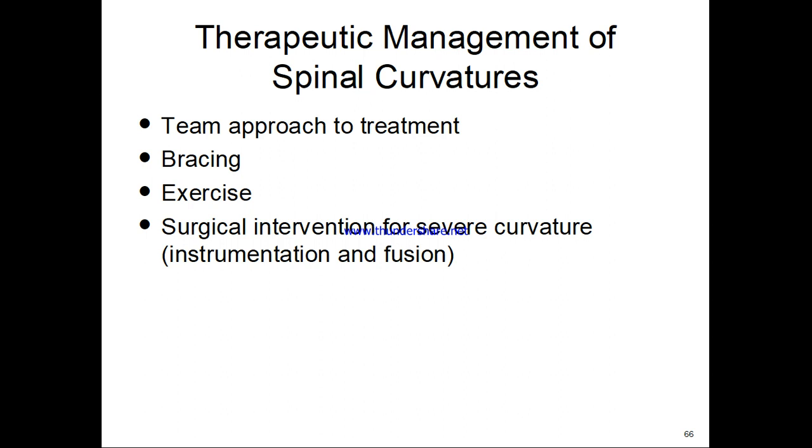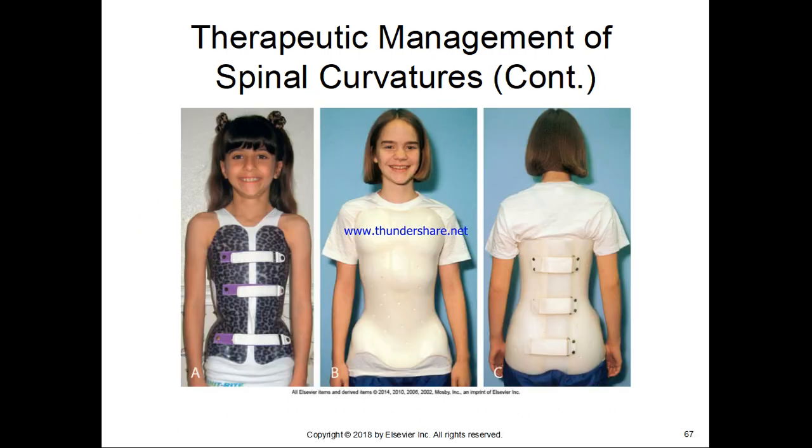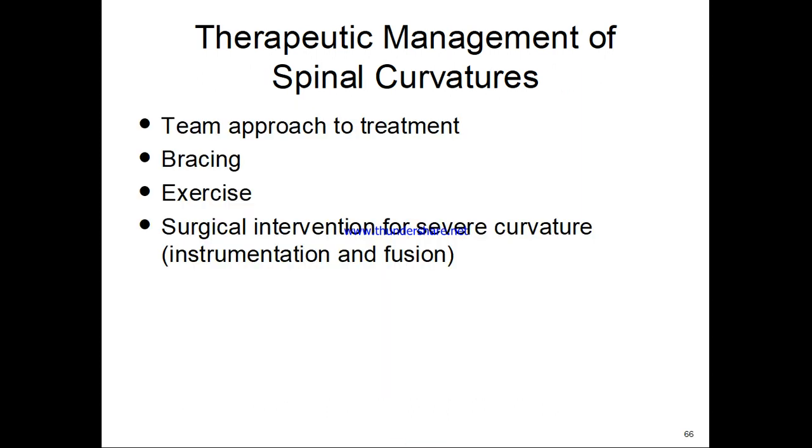Therapeutic management is going to be a team approach. There's going to be braces, and here we have an image of a couple of young ladies in their back braces. Exercises, or for very severe cases, surgical fusion.